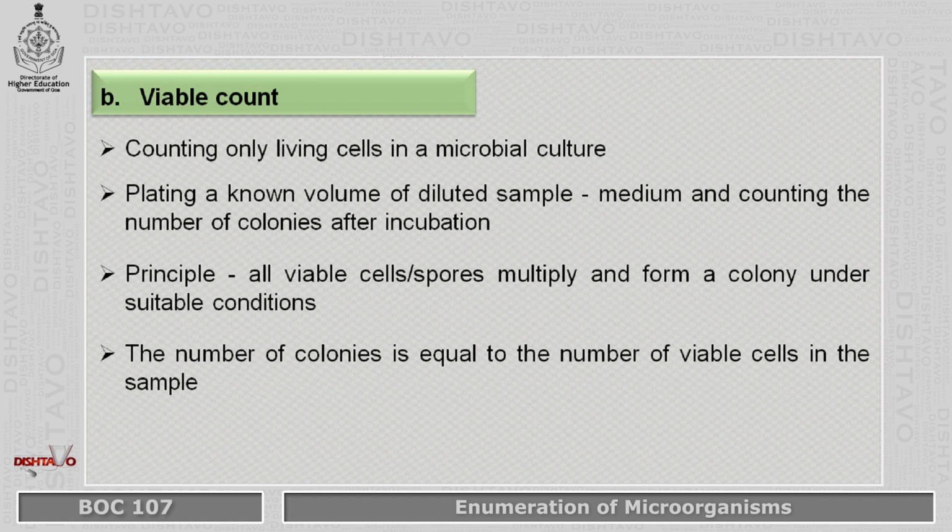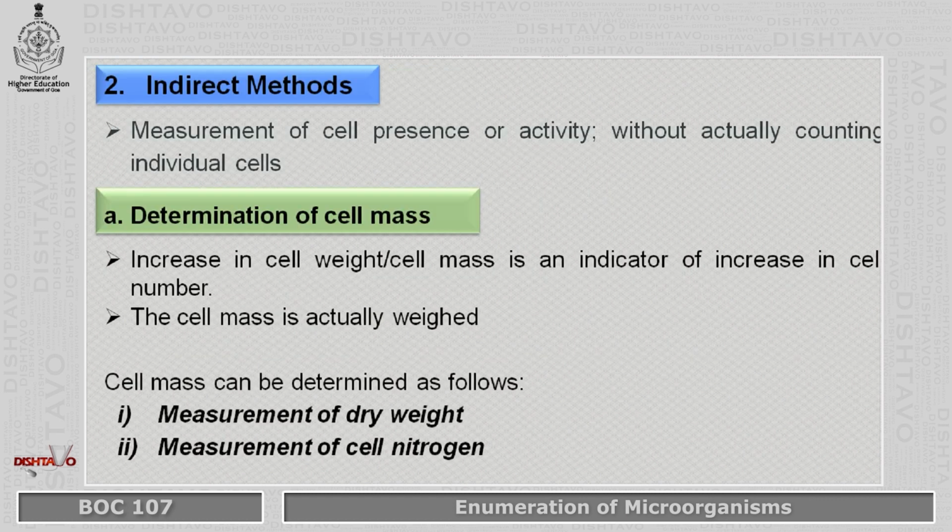So the next one is viable count. In this method, counting only living cells in a microbial culture is done. So in this method, plating a known volume of the diluted sample is done on an appropriate medium, and then counting the number of colonies is done after incubation. The principle of this method is that all viable cells or spores multiply and form a colony under suitable conditions. The number of colonies is equal to the number of viable cells in the sample.